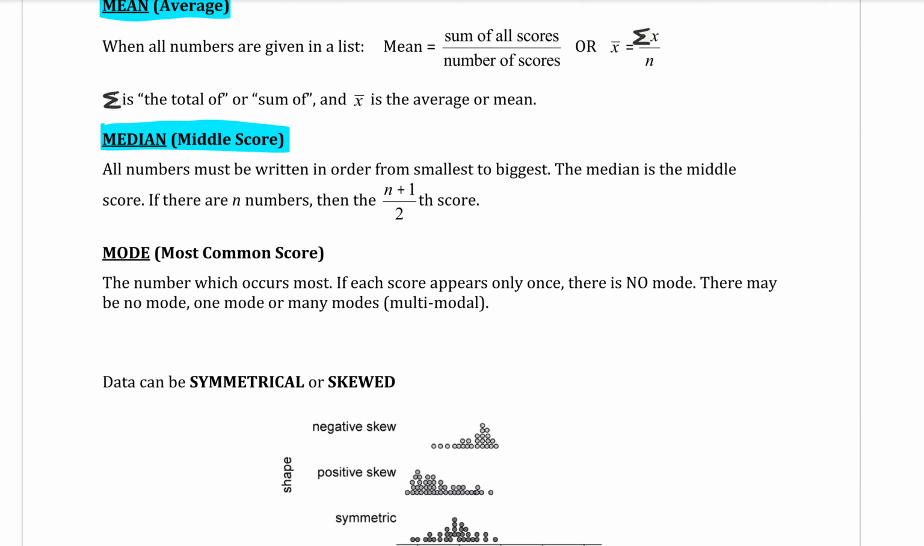And the third one is the mode, which stands for the most common score. Remember, they both start with MO, mode and most. That's how you remember it, mode and most.